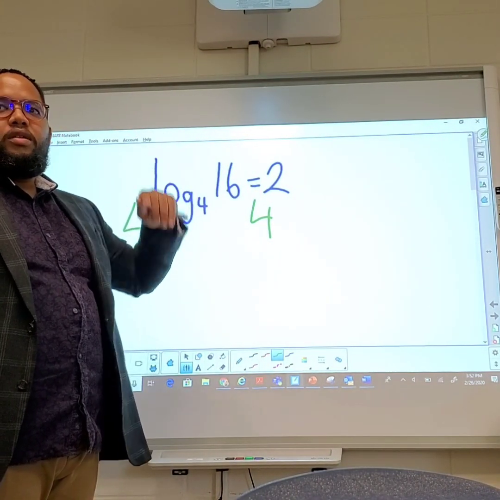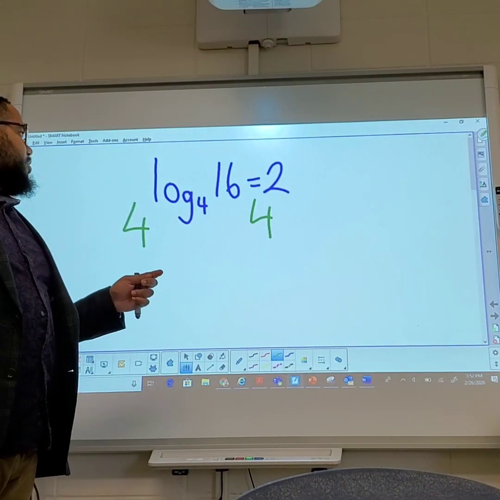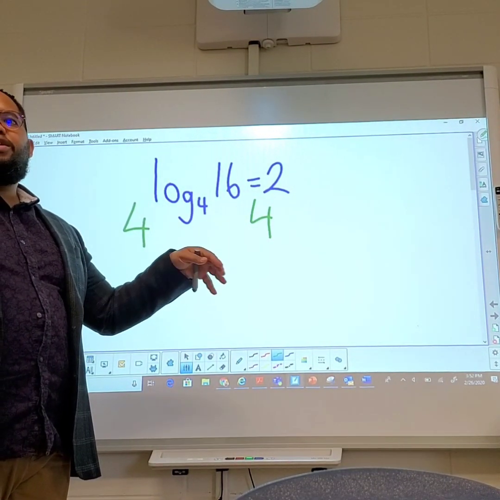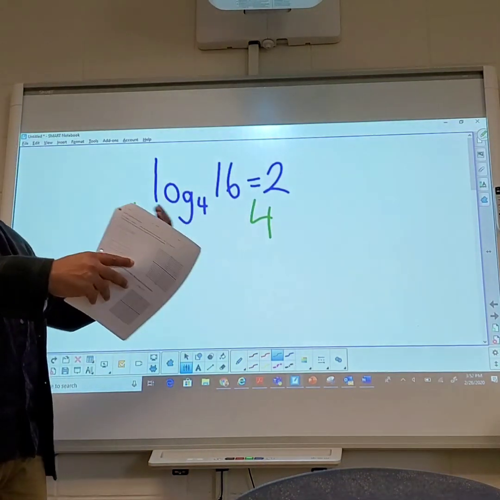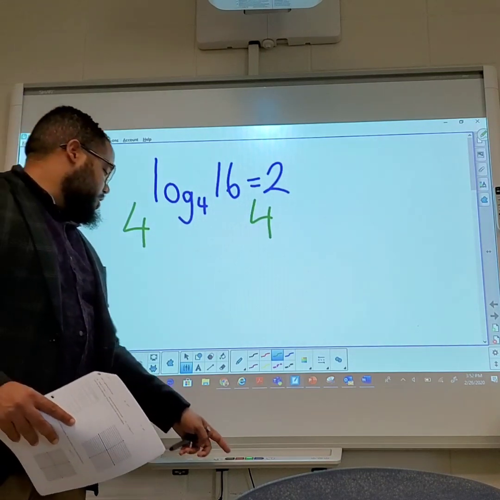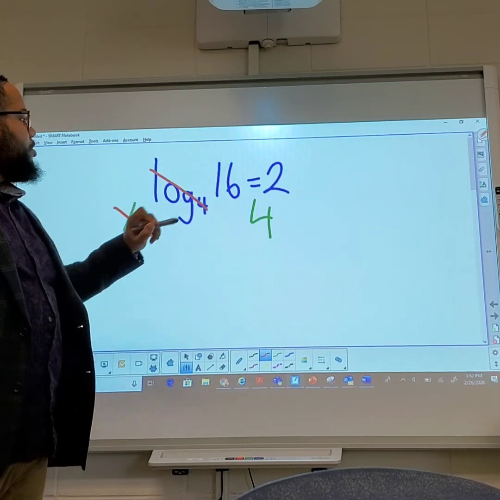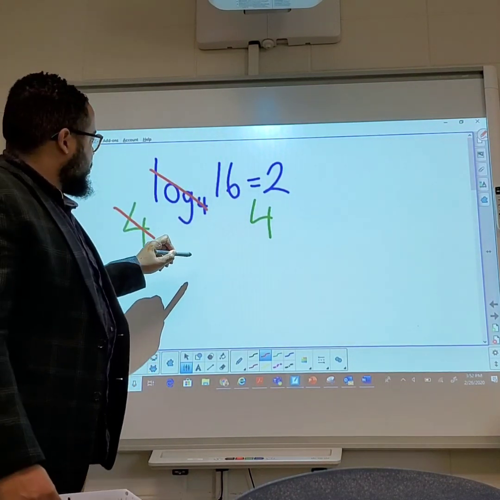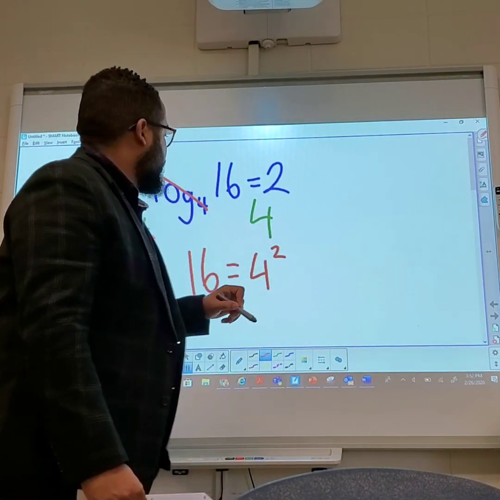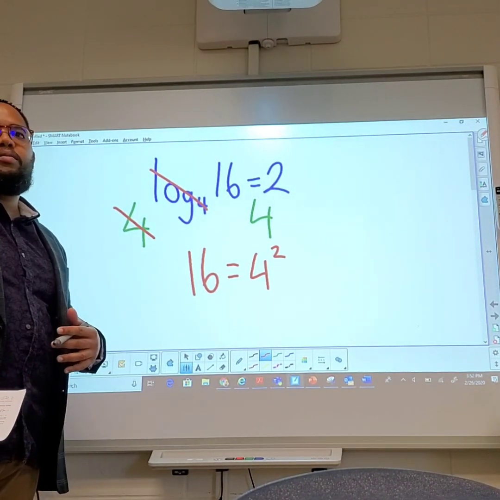Now, in the topic we did right before this, the 4s were already there, and we took them away. In math you can also go backwards. You can also put the 4s there, and it's still the same thing. The difference is, since these two things are opposite, they cancel each other out. So the whole log is gone, and you get 16 equals 4 squared, which is the same expression, but in exponential form instead of in log form.